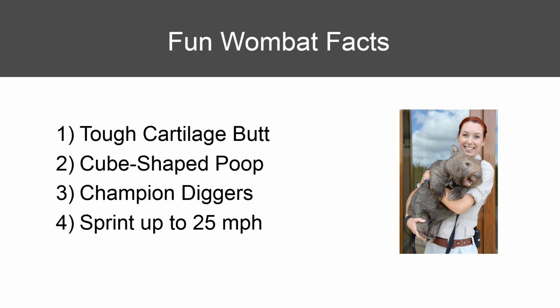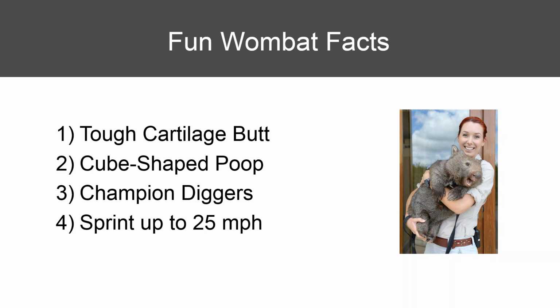That, ladies and gentlemen, is a wombat. Here's some fun facts about wombats. Their butt is made of a very tough cartilage. So when they're going to escape from predators, they stick their head in a hole, their den, and they can have their butt basically plugging the hole, and predators are not able to get a hold of them because the cartilage in their butt is so tough.